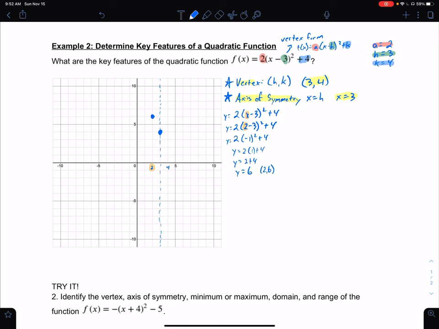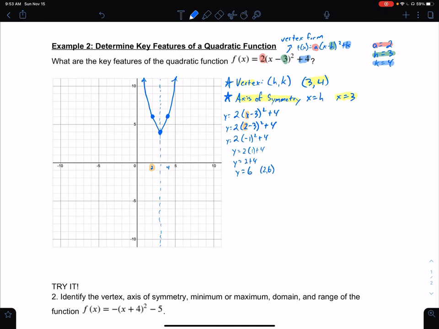Now, that point is mirrored on the opposite side of my axis of symmetry. All right, your axis of symmetry cuts your graph in half. The left side and the right side should be identical. So if I have that point 2, 6, I should also have the point 4, 6. So I'm just going to plot that one there. And now I have a rough estimate of what my parabola is going to look like. All right, is it perfect? No, but the points are correct. All right, and then the rest of the parabola is just a quick sketch.